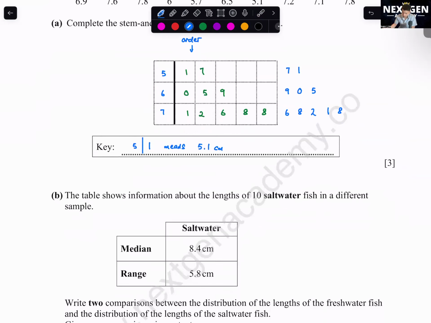5/1 means 5.1 cm. Okay, let's look at question B here.